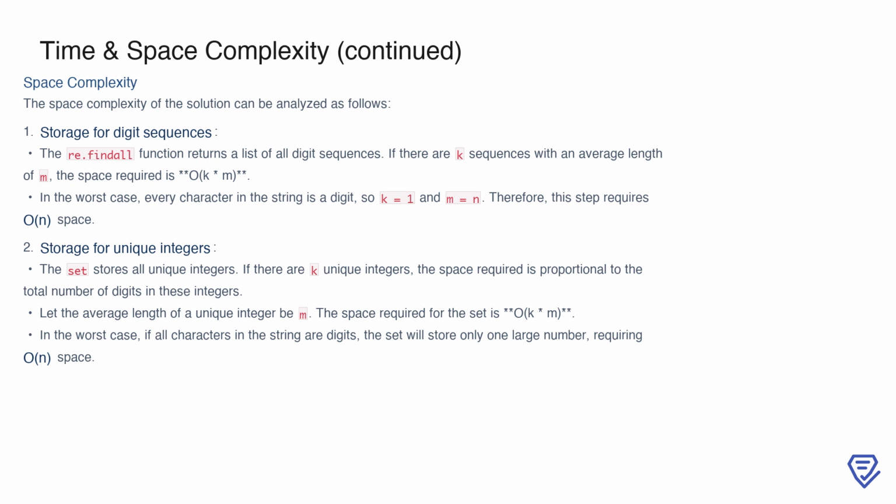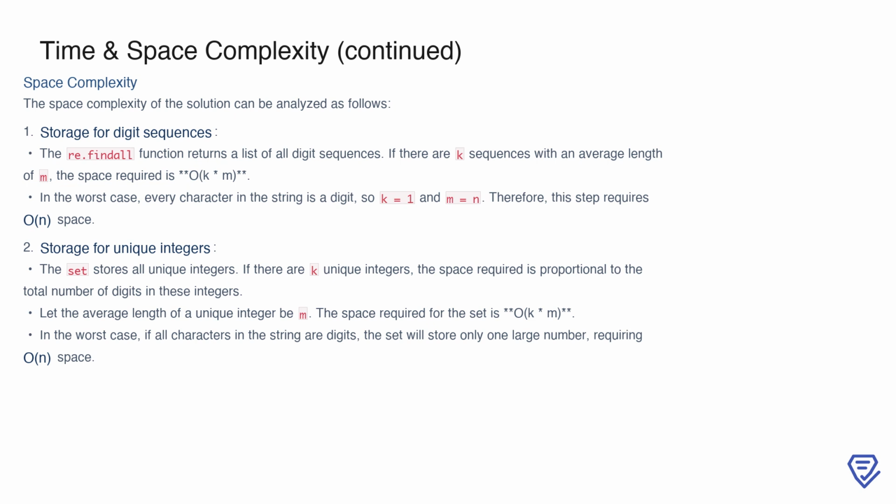The re.findall function returns a list of all sequences, which requires space proportional to the total number of characters in these sequences. If there are k sequences with an average length of m, the space required is O(k*m). In the worst case, where the entire string consists of digits, k is 1 and m equals n, resulting in O(n) space.